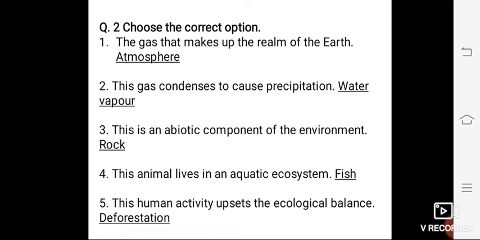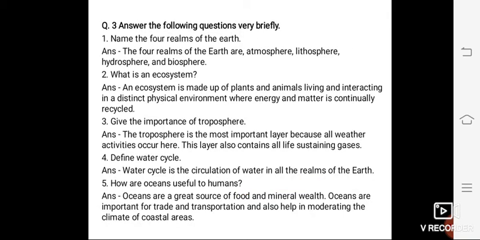Fifth one, these human activities upset the ecological balance. Which one human activities? Deforestation. Yes. Now the next question, that is, answer the following questions very briefly. First question, name the 4 realms of the earth. Yes, now we discuss about it, student. Which are the 4 realms of the earth? The 4 realms of the earth are atmosphere, lithosphere, hydrosphere and biosphere.